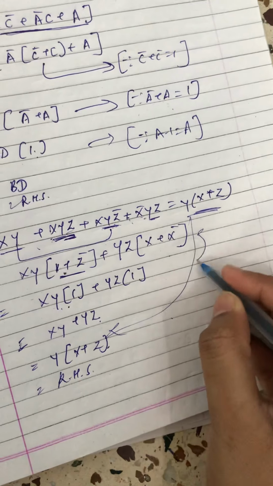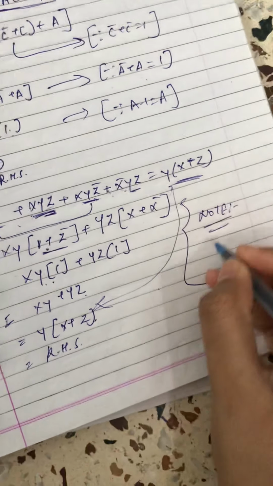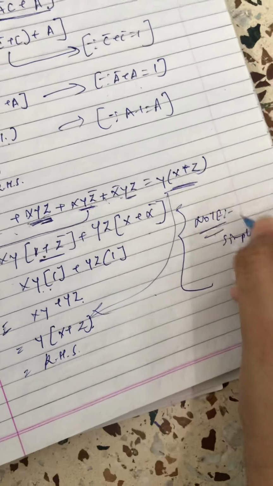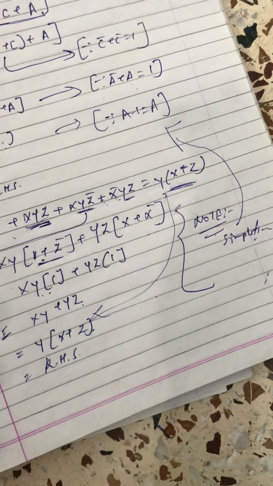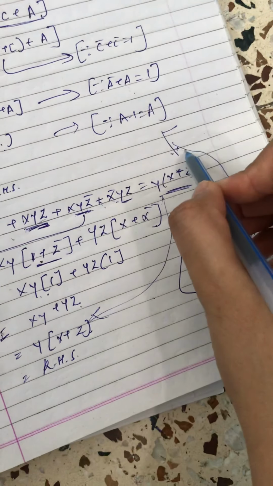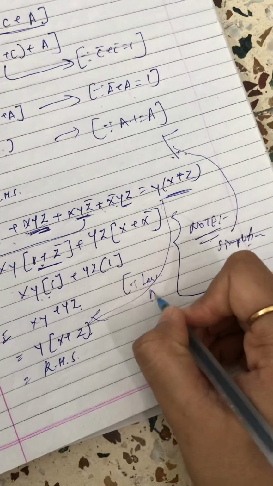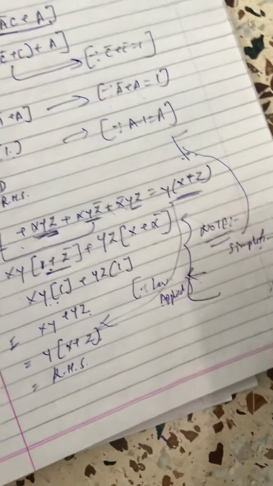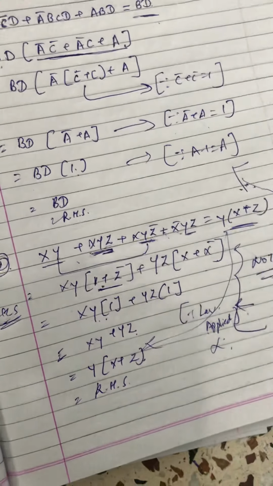So everyone must note that when you are doing simplification, you must write it this way. That means you need to show which law is applied. Everyone must follow this, otherwise there is no marking given to you for the sum.